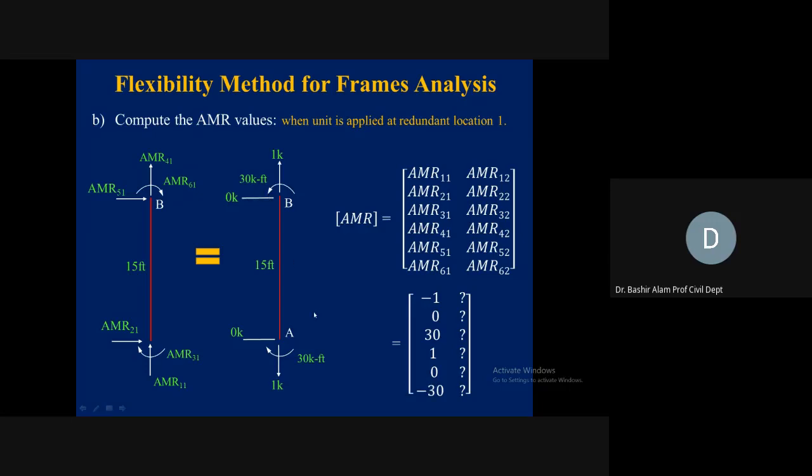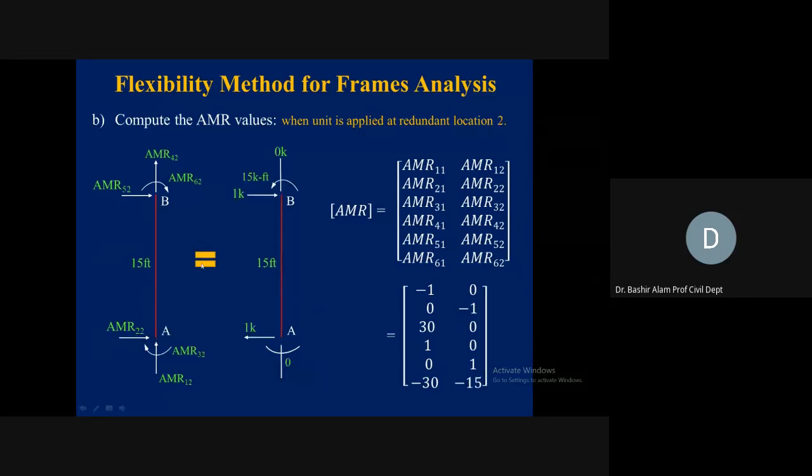First column is complete. Now, redundant location 2, we applied the unit action and we analyzed this AB, and that condition is shown here. Now, to complete the second column, you should be verifying when I'm saying these values, looking at these values here. So we have 0, -1, and this moment is 0, then 0, 1, and minus 15. So this column is complete now.